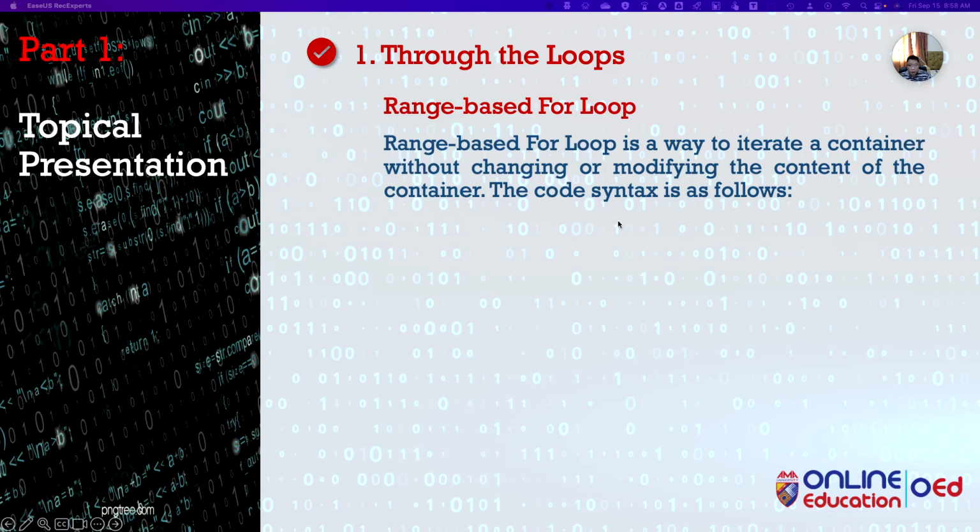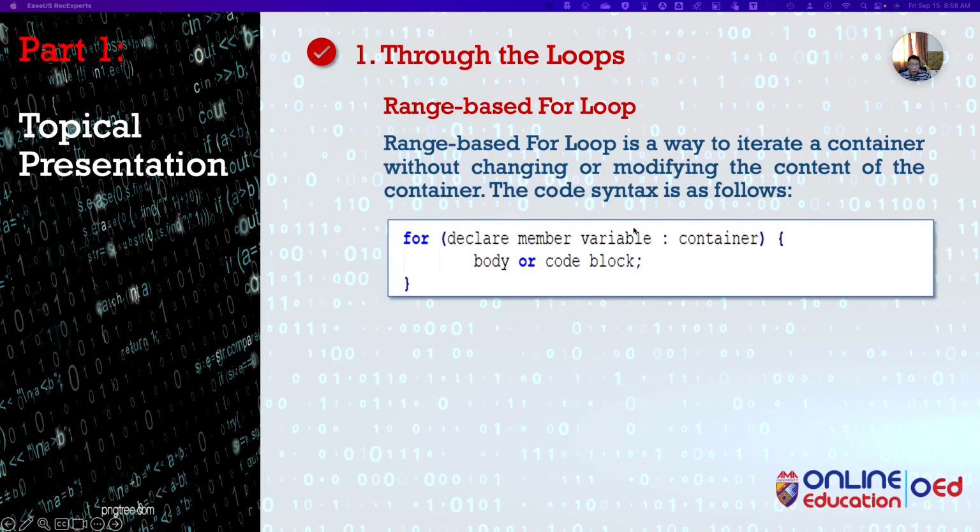This range-based for loop only applies to containers, okay? And the code syntax is as follows. As you can see, the range-based for loop is much simpler and cleaner than the imperative for loop, okay? It begins with the keyword for, as usual, followed, in enclosing parentheses, by a declaration of the member variable.